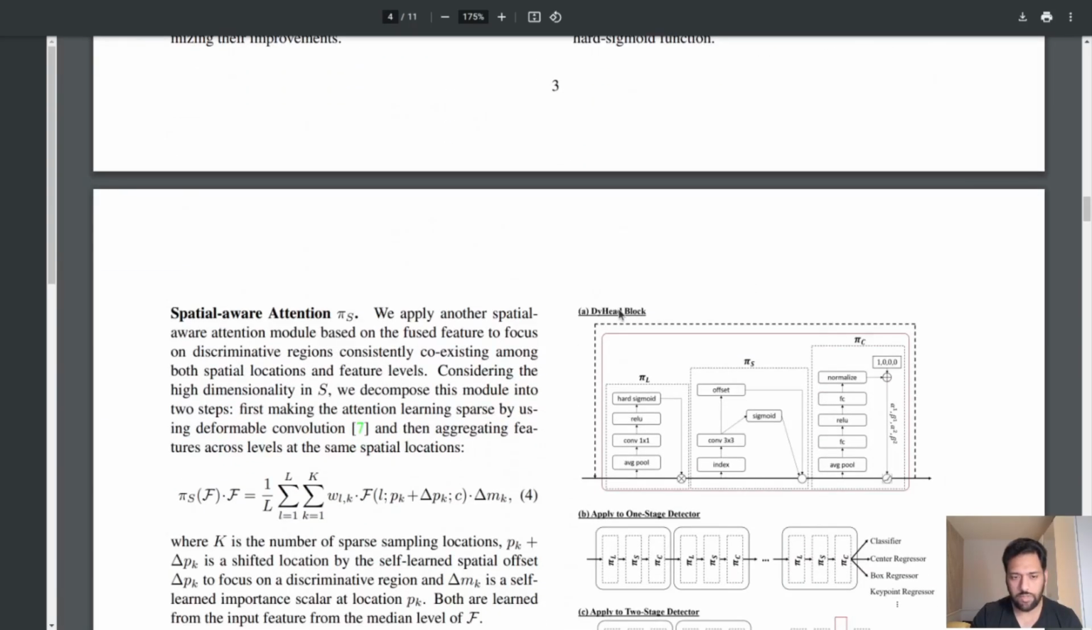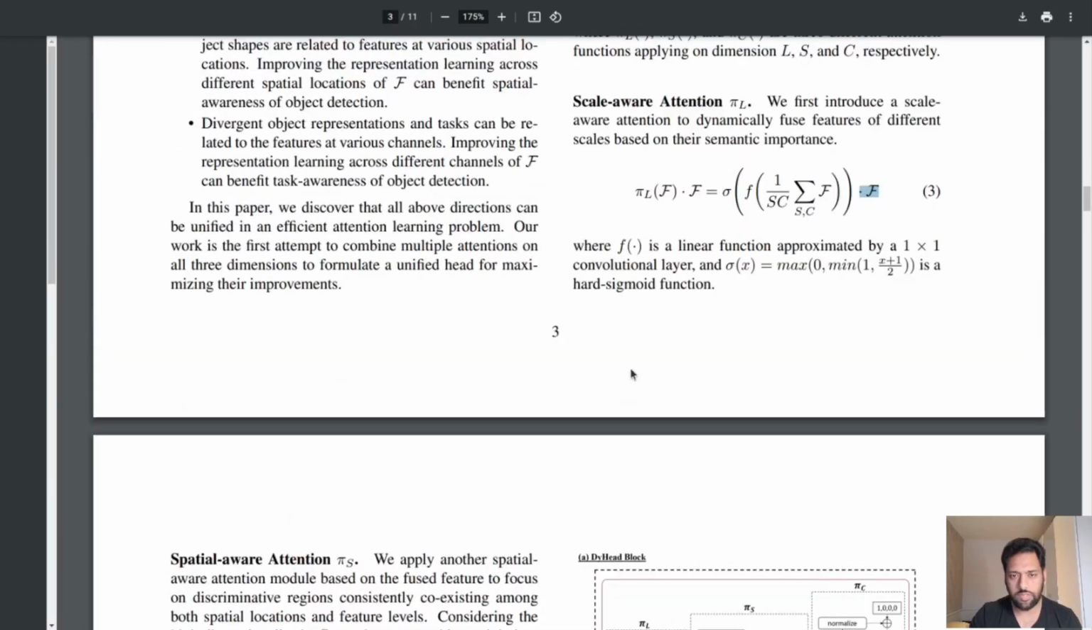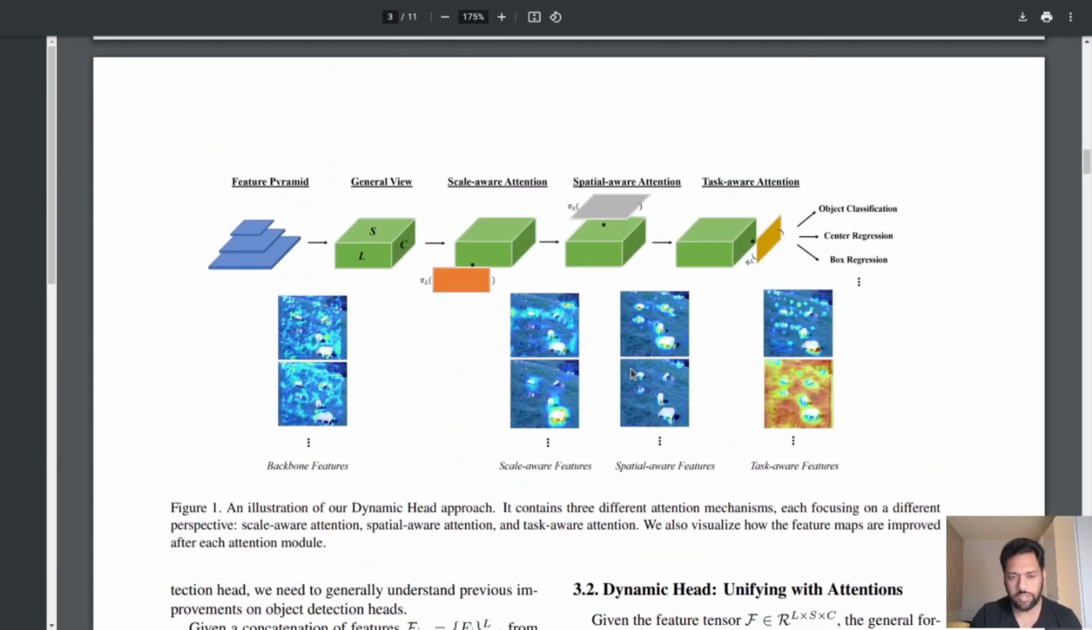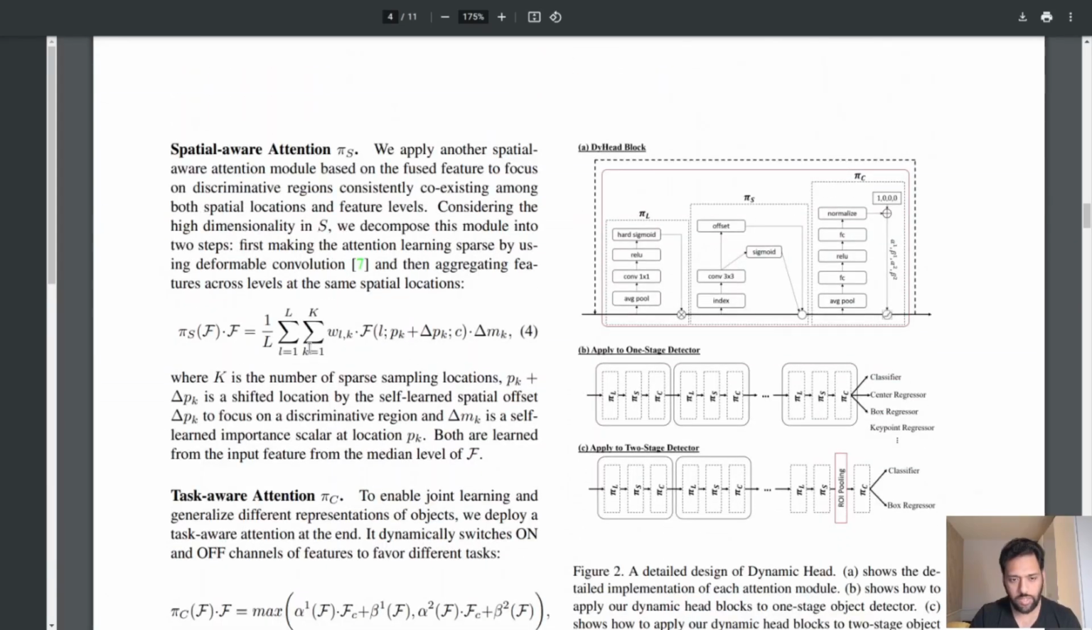After the level attention, we have spatial attention. What this does is essentially capture the relationships across the spatial domain, so across the height and width of the image domain. And this is implemented like this. It looks a bit complicated, but essentially this is deformable convolutions.